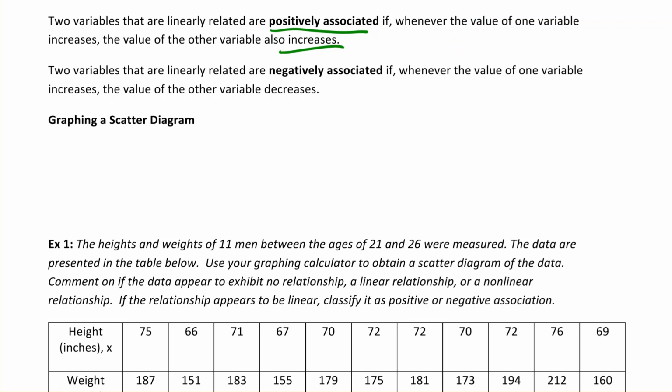But the key idea here is that if two variables are linear, we already determined this is linear, then we can also determine whether it is positive or negative. So if two variables are linear, we can determine if they are negatively associated. That means when one is increasing, the other is decreasing. One is increasing, the other is decreasing. So we have some kind of straight line describing the data.